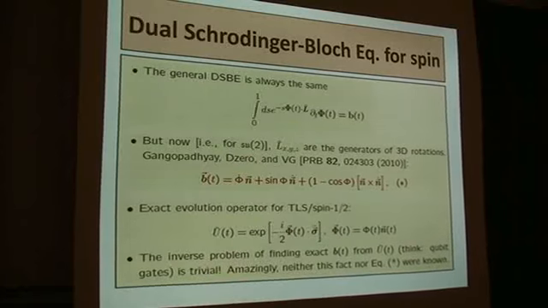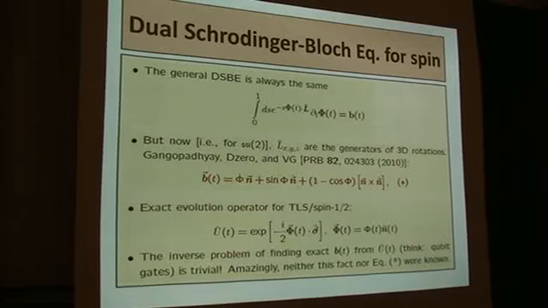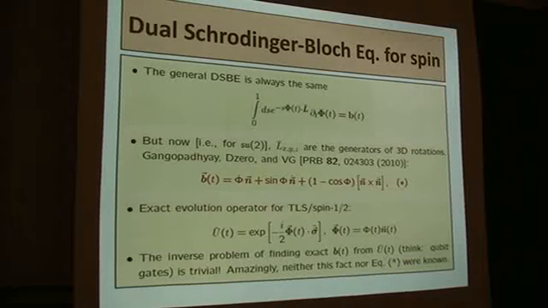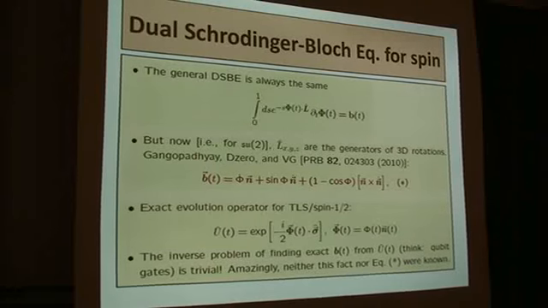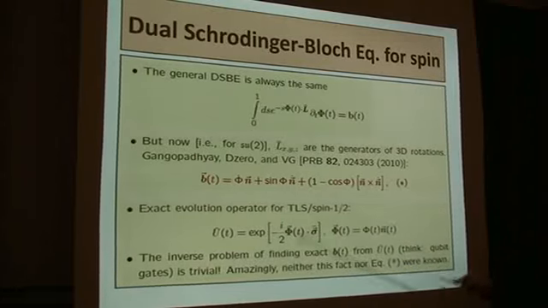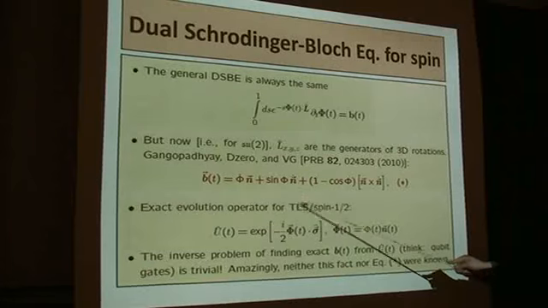So what I have done is write the Schrödinger equation, introduce the evolution operator, multiply the Schrödinger equation by U dagger, and then use this ansatz. And this is the result of this exercise.